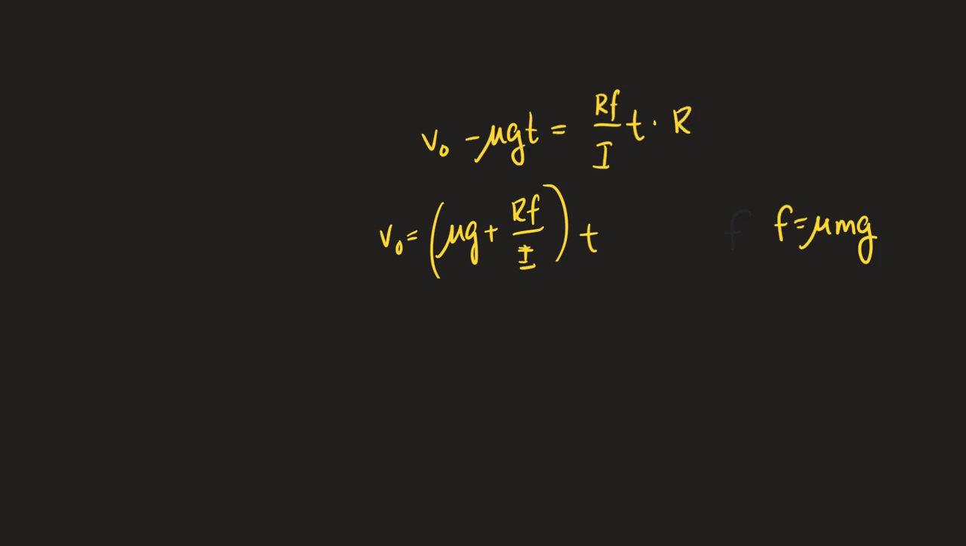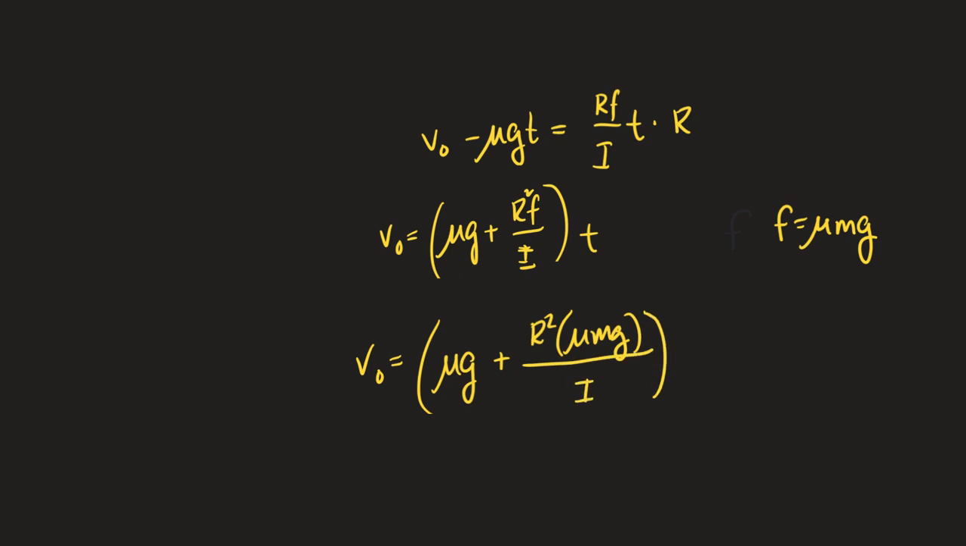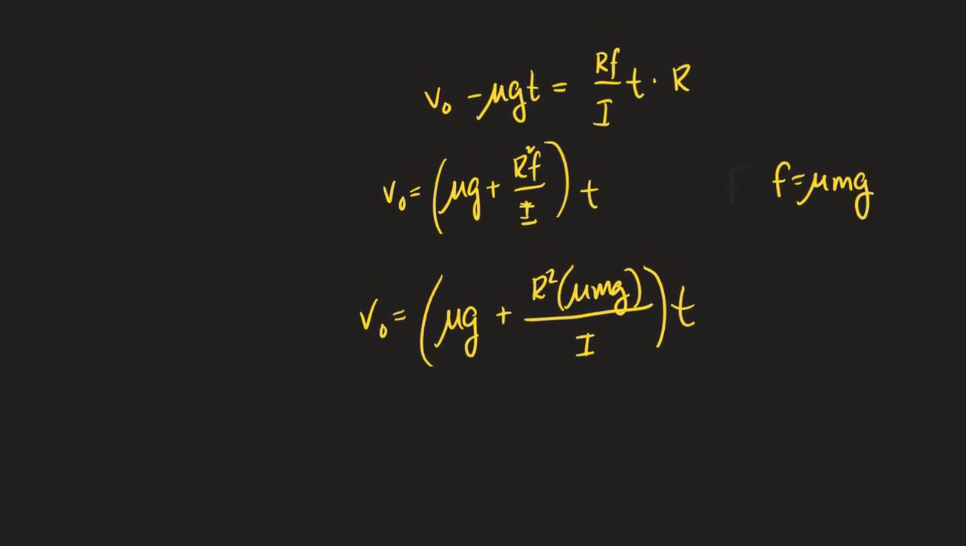This is times R, so that makes that R squared. So now it's V naught equals mu g, now I feel confident, R squared mu mg over I times T. There we go. That's what I wanted. Now that looks really messy, but that's because I left mine in terms of I. I told you to pick something, right? I said pick a disk or a solid sphere or whatever.